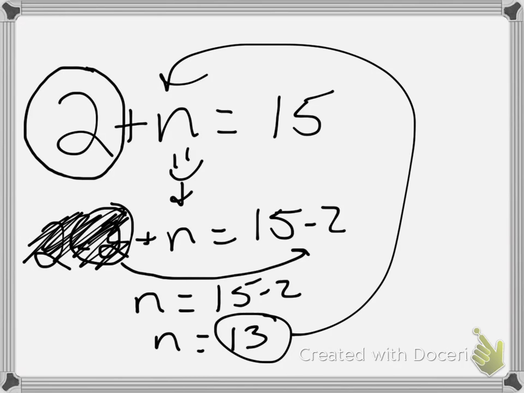I'll show you one more, with division this time. Let's say we've got n divided by 7 is going to equal 7. Knowing that I have a division sign, I have to do the inverse, the opposite of division, which is multiplication. So I'm going to be taking one group and multiplying it by 7 groups, because I'm using the number 7 here.